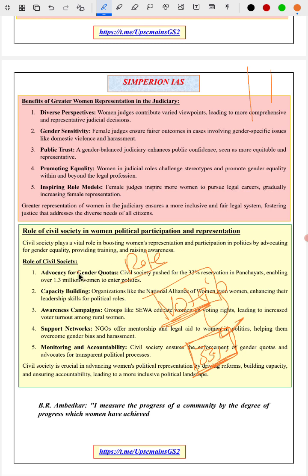So advocacy for gender quota. They advocate for more women representation, capacity building of women, awareness campaigns, support networks for women, monitoring and accountability, whether whatever is promised in the acts, 33% or whatever representation and participation, is adhered to. So finally we conclude with a quote: I measure the progress of a community by the degree of progress which women have achieved. Quote by Shri B.R. Ambedkar.